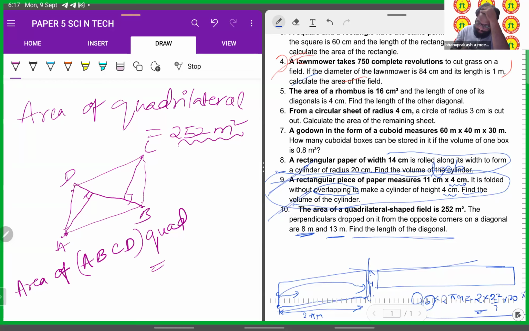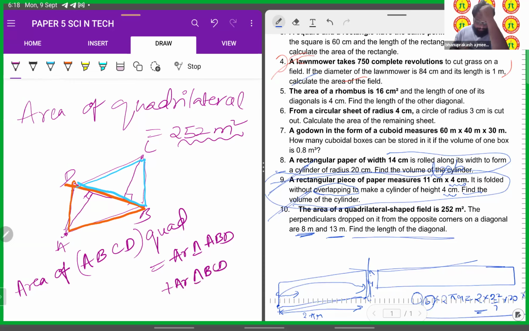ABD plus ABCD. Can I write in this way? Okay, sir. So, area of triangle ABD, that is this first triangle, this one, and another triangle is this one, BCD, plus area of triangle BCD.